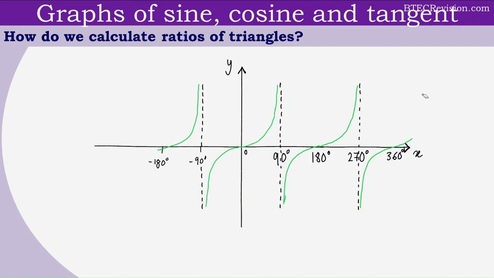Finally, for tan x, we can see this is what the graph will look like. At the values 90 degrees, 270 degrees, and so on, the value tends towards infinity. So you don't actually get any angles. And the value for y can reach up to positive infinity and down to negative infinity.